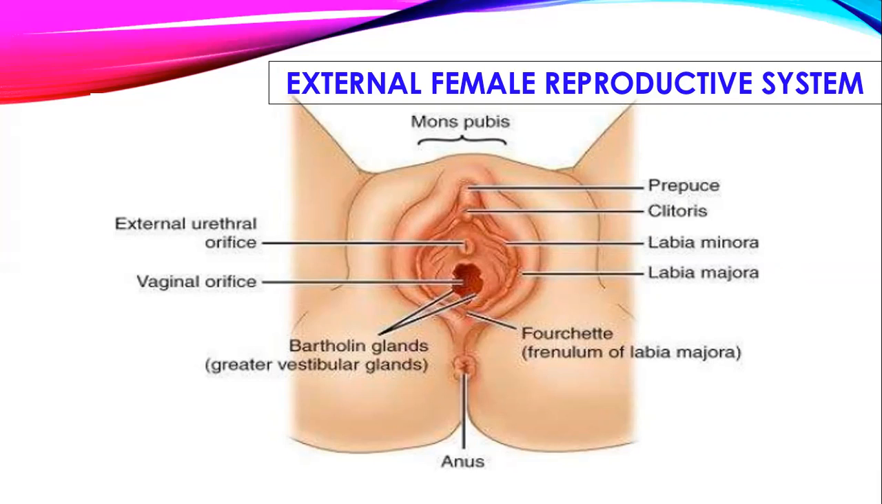The clitoris is an erectile organ, similar to the male penis, that responds to sexual stimulation. Posterior to the clitoris, the urethra, vagina, paraurethral glands, and greater vestibular glands, also known as Bartholin glands, open into the vestibule.